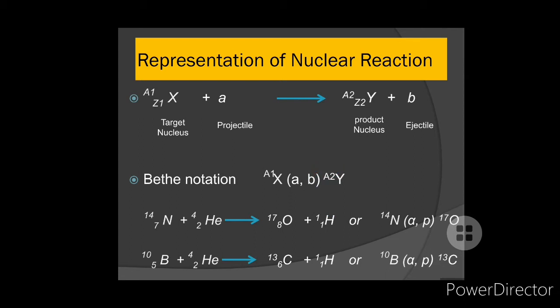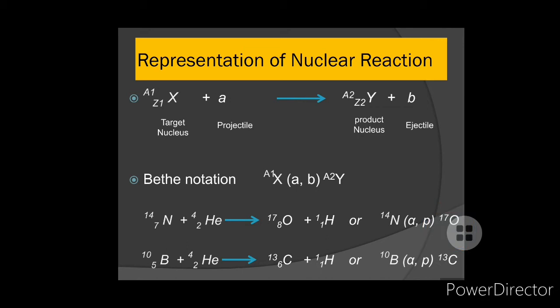Consider a reaction. In this reaction, the nitrogen nucleus is bombarded by an alpha particle, which gives the nucleus of oxygen and a proton. This nuclear reaction in the Bethe notation is nitrogen-14, where alpha is the projectile particle, proton is the ejectile particle, and oxygen-17 is the product nucleus.